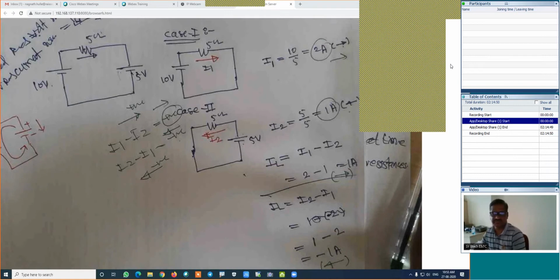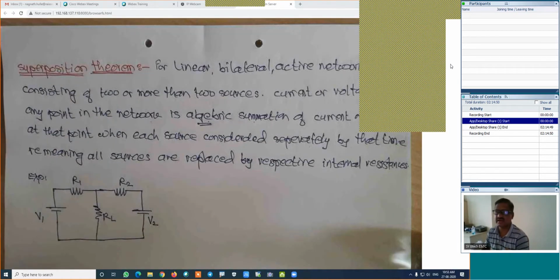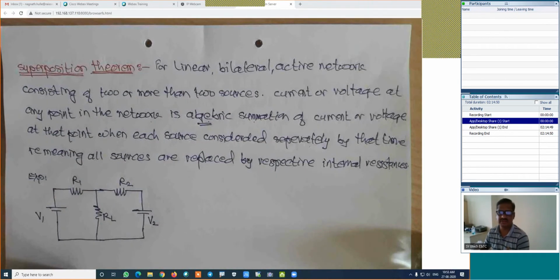That was the discussion of this original case. And after this, I will again discuss the problems based on this. For a linear bilateral active network consisting of 2 or more than 2 sources, current or voltage at any point in the network is the algebraic summation of the current or voltage at that point when each source is considered separately. By that time, all remaining sources are replaced by the respective internal resistors. This is the statement. Now here in this case also, first find out the load resistance.